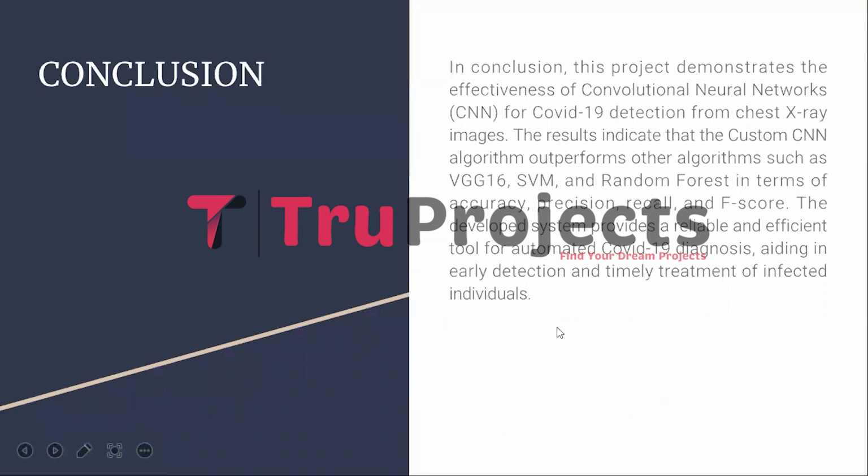In conclusion, this project demonstrates the effectiveness of convolutional neural network for COVID-19 detection from chest X-ray images. The results indicate that the custom CNN algorithm outperforms other algorithms such as VGG16, SVM and random forest in terms of accuracy, precision, recall and F-score. The developed system provides a reliable and efficient tool for automated COVID-19 diagnosis, aiding in early detection and timely treatment of infected individuals.